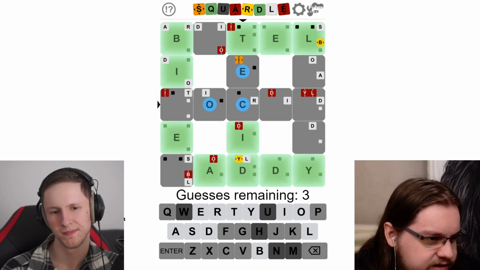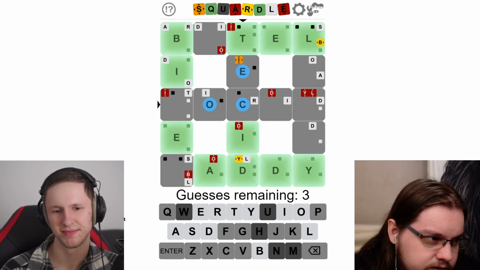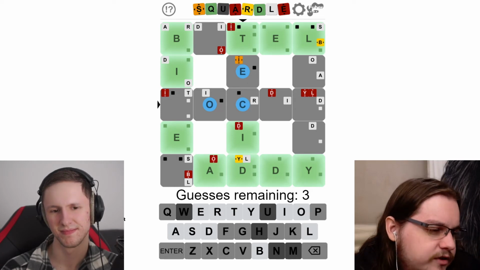We could try tacit, just to see if it's right. And then maybe that tells us if the other word has an E in it, for example, as well.